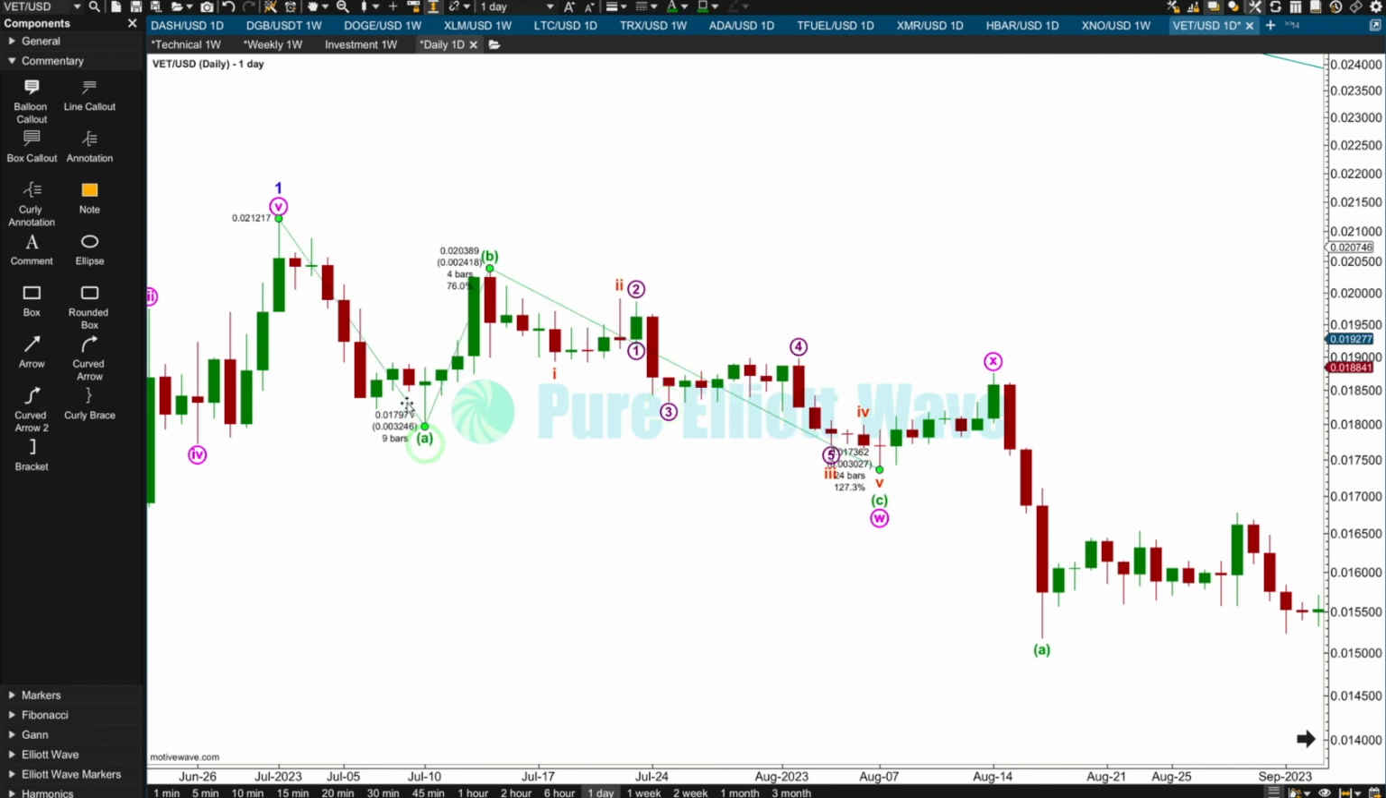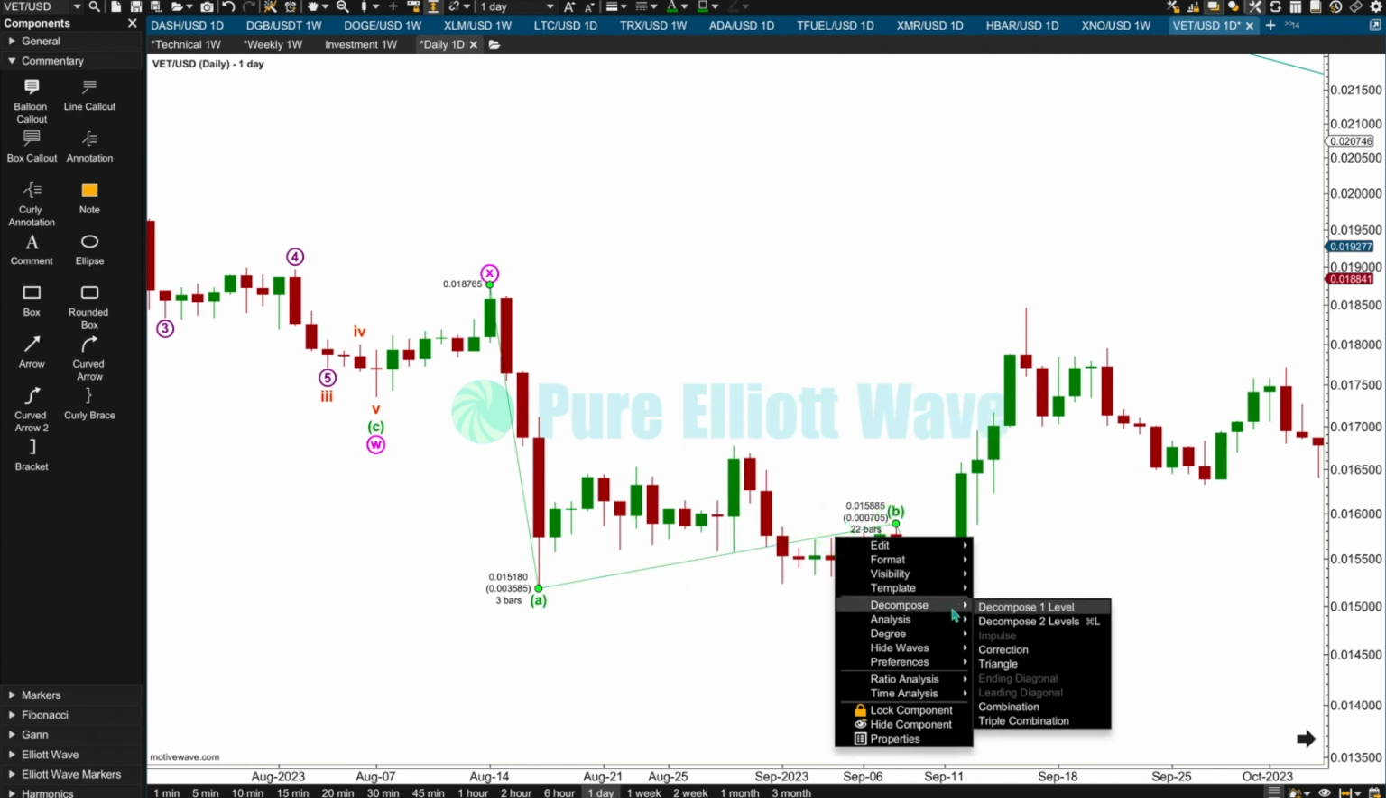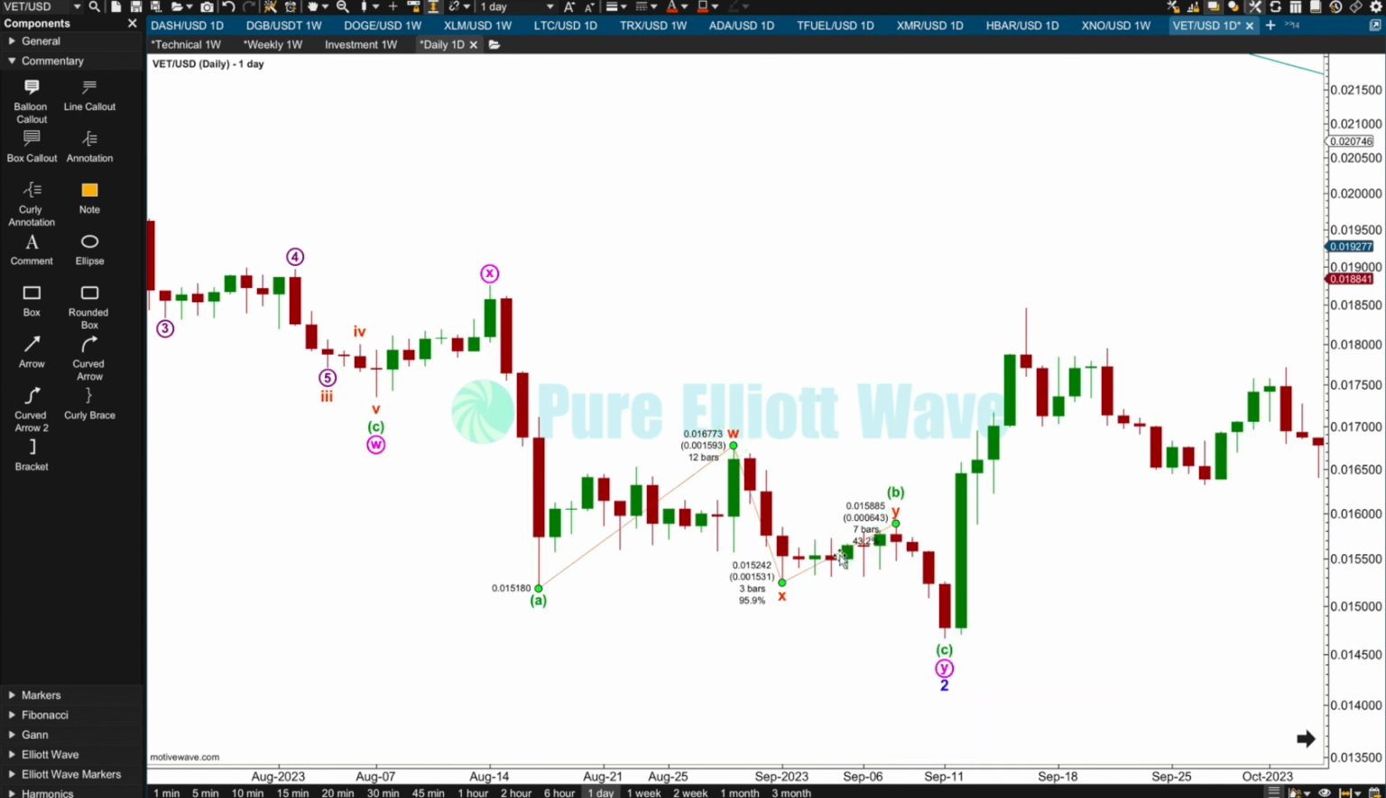This looks like a good 5. No, I put that there. And yeah, I put those there. If I put B here, it'd fit okay as a zigzag, but now C doesn't look right. So could B have been a combination? B waves are the worst, they really are. No, it's a double zigzag.